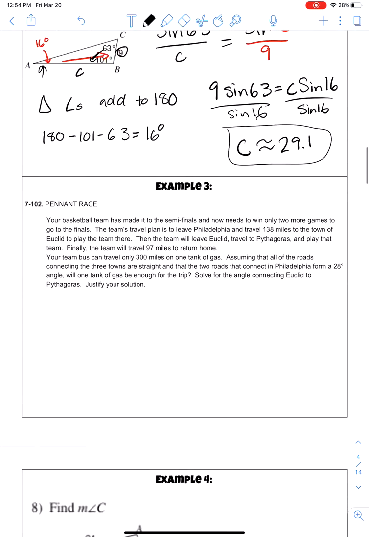Okay, now we have a word problem. This law of sines is actually used in real life all the time. So we're going to look at a word problem that talks about a real life situation where you might need to solve for missing pieces and evaluate a situation.